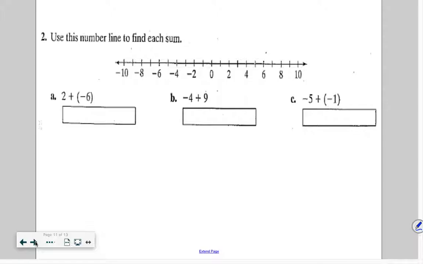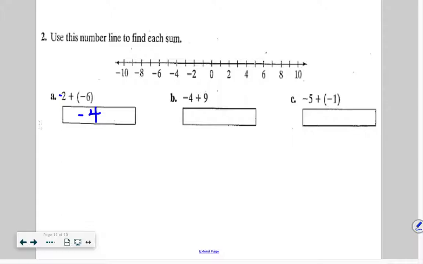Logan and Emily, you two partner up, and you're going to tell me. 2 plus -6. And C was this one right here. Okay. 2 plus a -6. Do your signs match? No, they don't. So what's 6 minus 2? 4. 6 minus 2 is 4. Which is bigger, 2 or 6? 6 is bigger. It's negative, so my answer is negative.